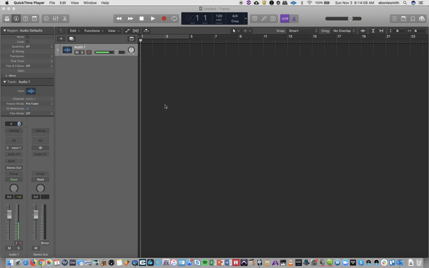This is Logic. It's the interface. We're going to talk about three concepts really quickly. So the first one is gain staging.